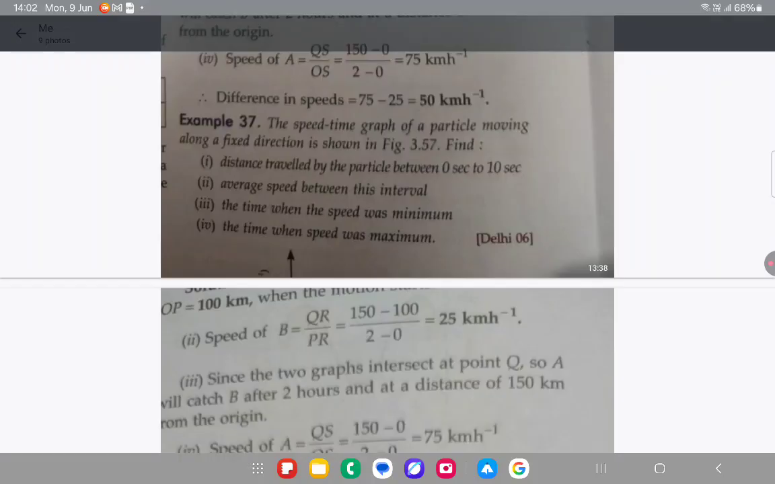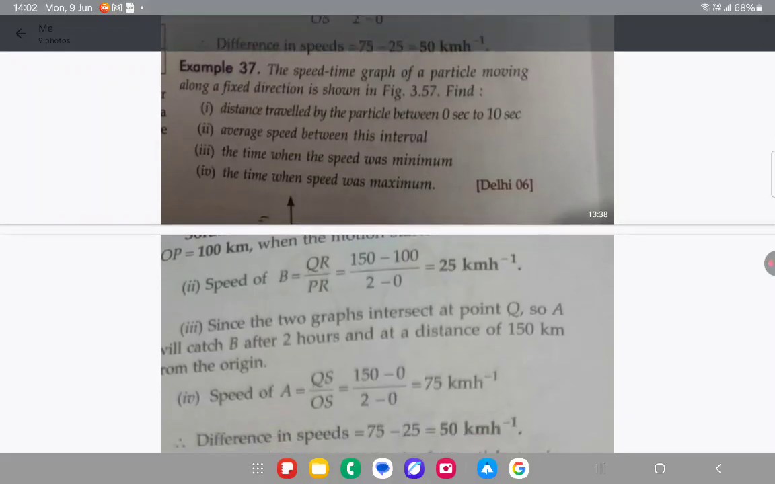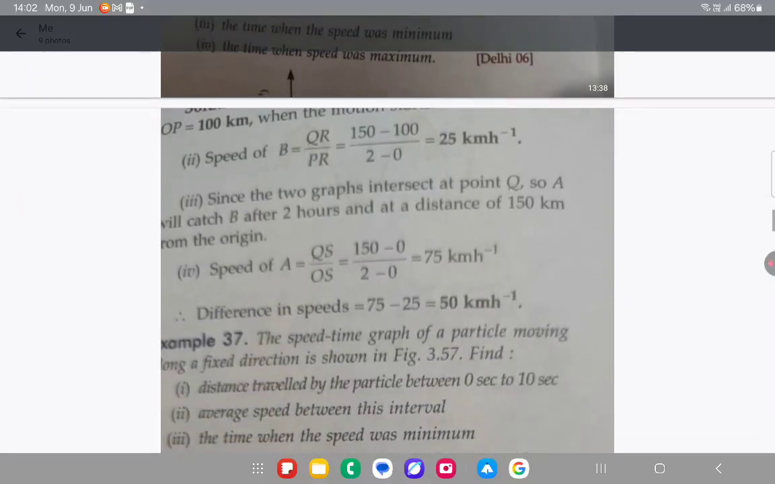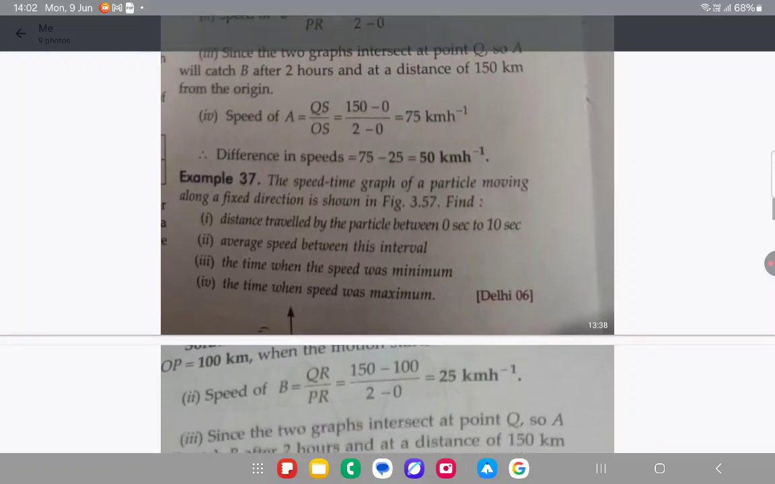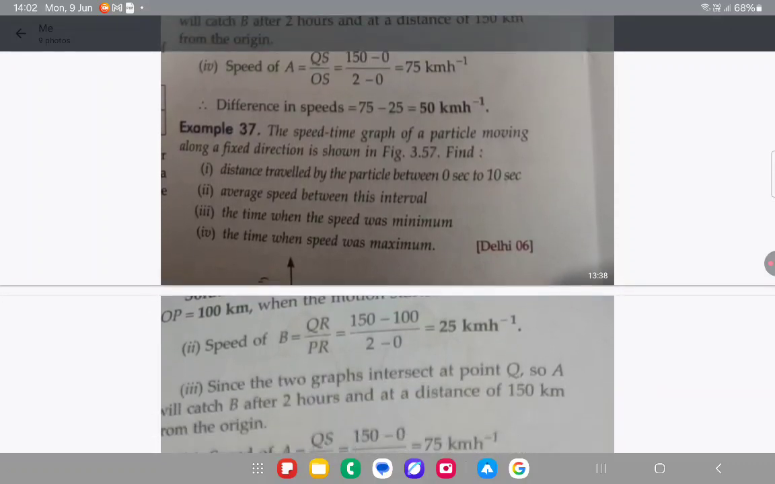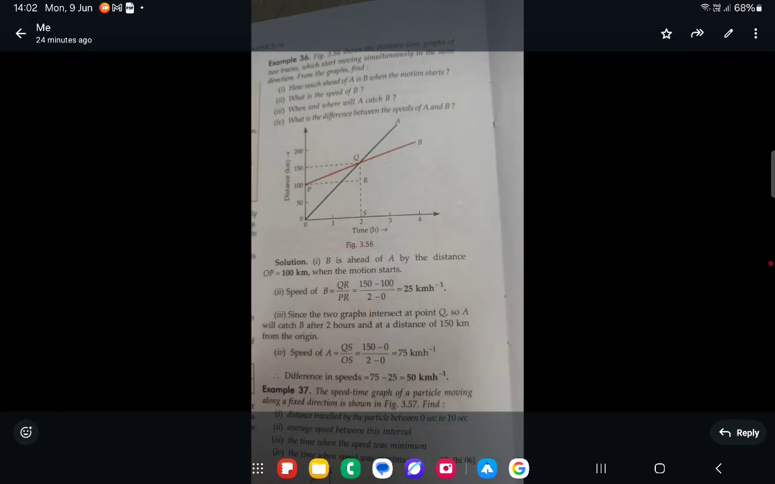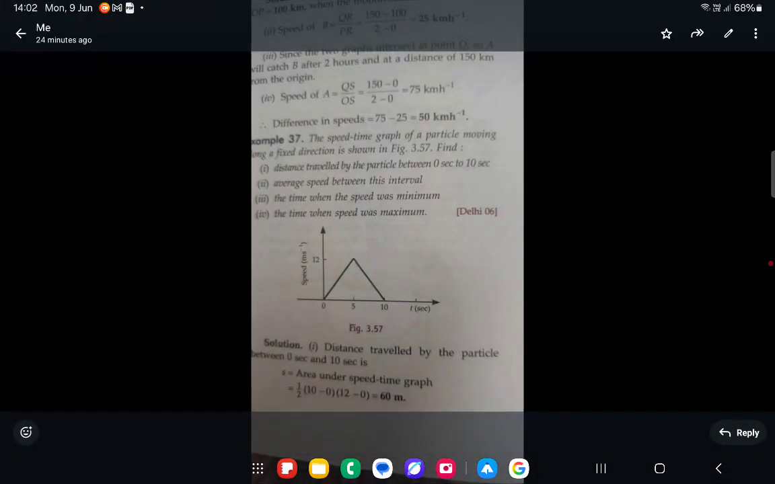Okay, next is this question, which is a speed time graph of a particle moving along a fixed direction. There's a figure given. I'm just trying to look at the figure. The figure is not here. So then leave that sum. Let's go to the 37th question, which is in here. Okay, let's look at the 37th question. They have given this graph, which is a speed time graph of a particle moving along a fixed direction.